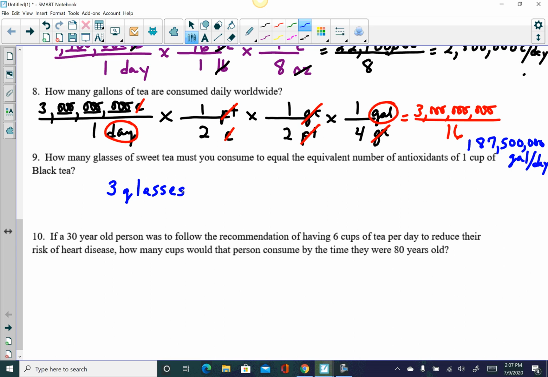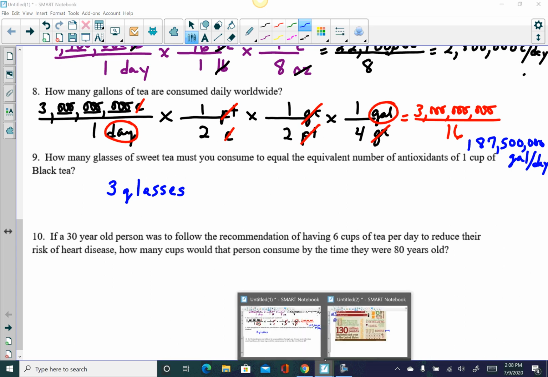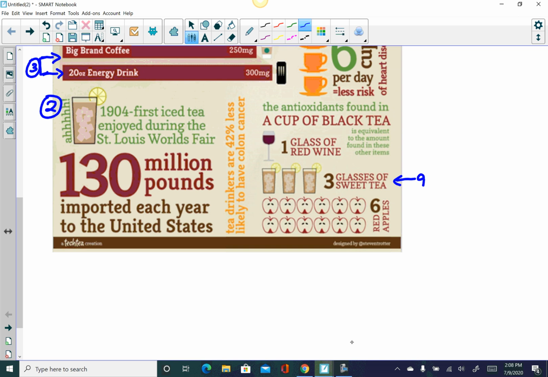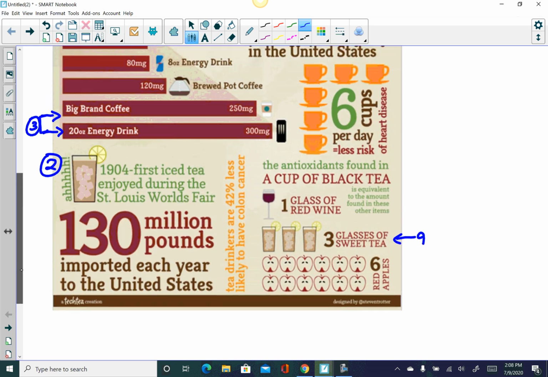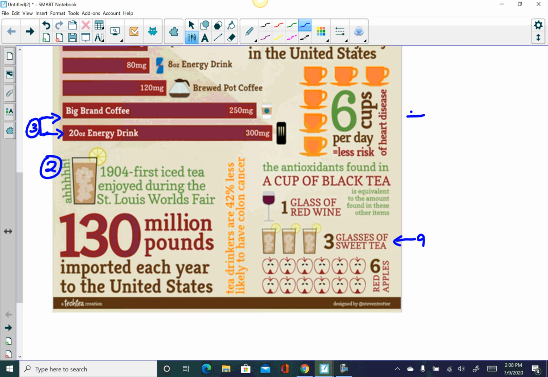All right, and then in number 10, if a 30-year-old person was to follow the recommendations of having 6 cups of tea per day to reduce their risk of heart disease, how many cups would that person consume by the time they were 80? I'll show you here. We really don't need the graphic in this particular problem, but I'll show you where they got that particular piece from. And that came from up here at the top, just above where we just were, right here. There we go. They tell us that 6 cups per day is equal to less risk of heart disease.